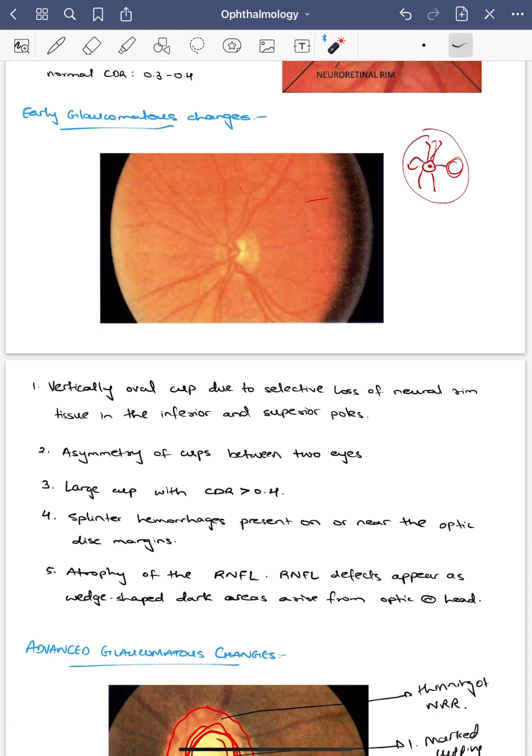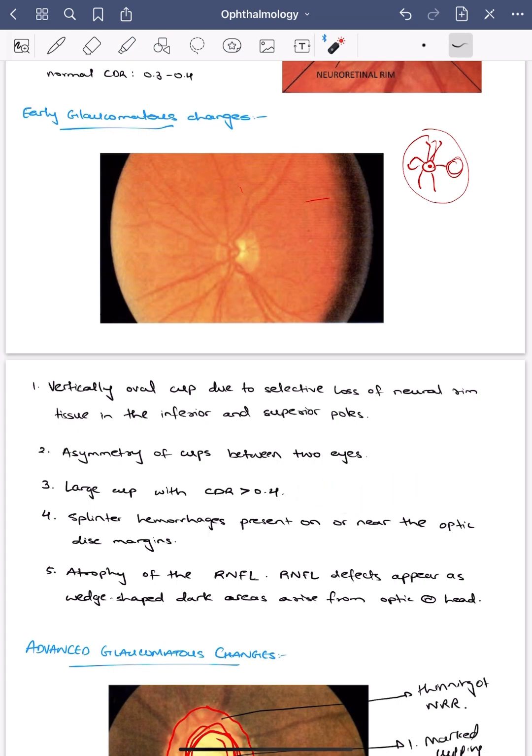The first is that there is a vertically oval cup due to selective loss of neural rim tissue in the inferior and superior poles. So first point is vertically oval cup. Second is that there is asymmetry of the cups between the two eyes. The third is there is a large cup with cup disc ratio greater than 0.4. Now a normal cup disc ratio is 0.3 to 0.4.